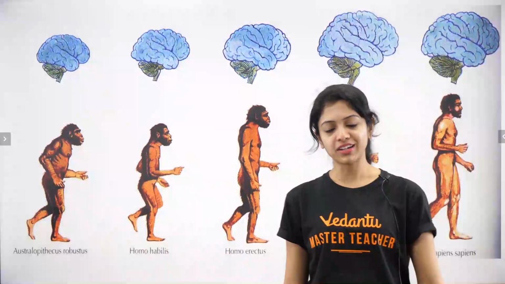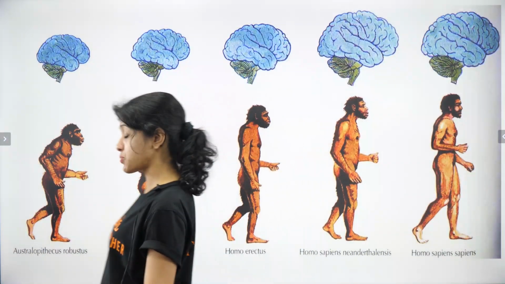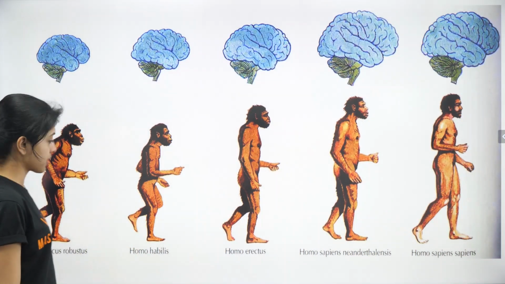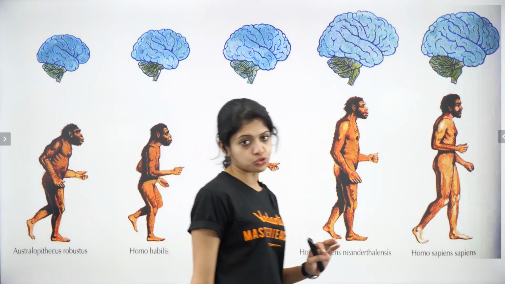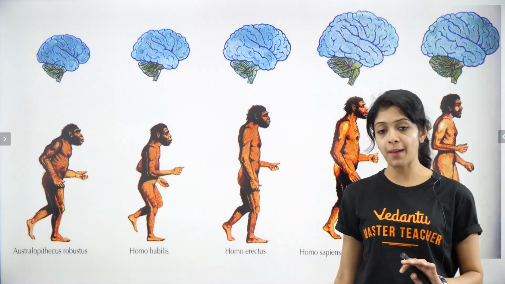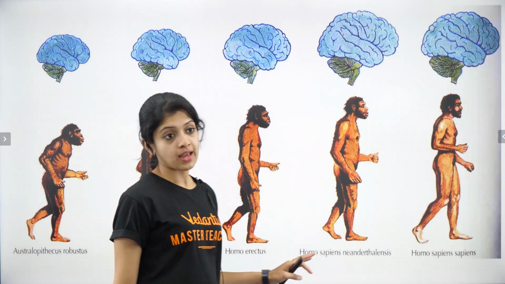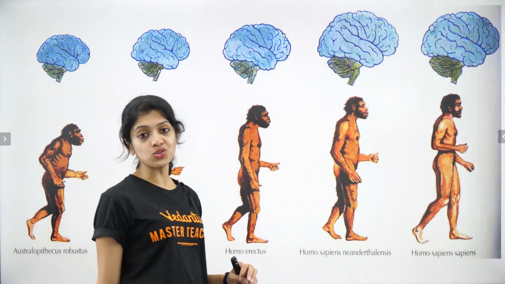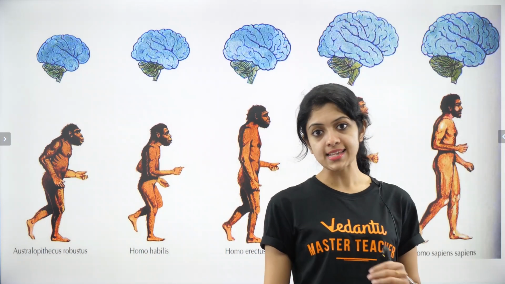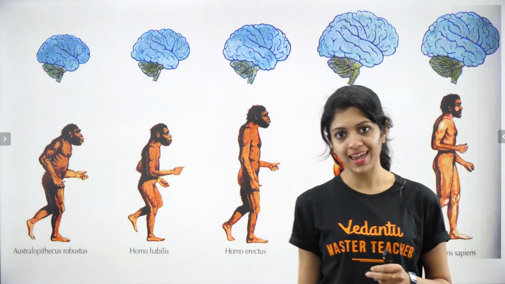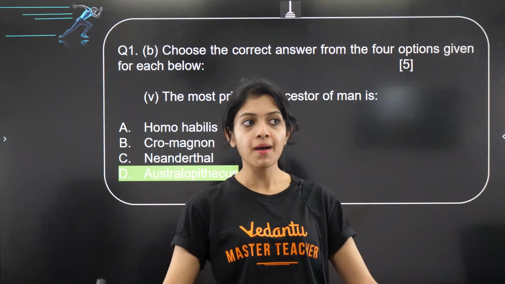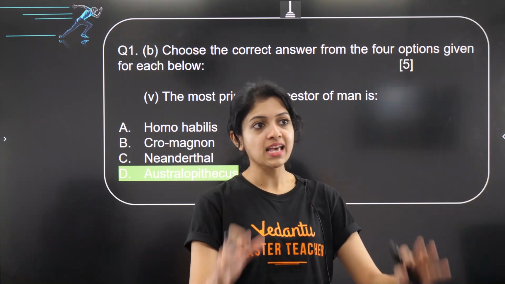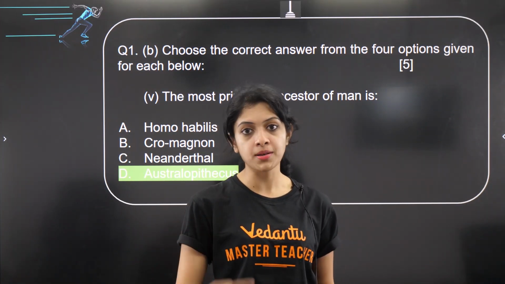Now have a look at this. This is what we looked at when I taught you human evolution. I'll just move out for a second. So among these are the major stages of human evolution: Australopithecus, Homo habilis, Homo erectus, Homo neanderthalensis and Homo sapiens. And among these, the most primitive ancestor is Australopithecus, and hence that becomes our answer. And this fetches you another 1 mark.